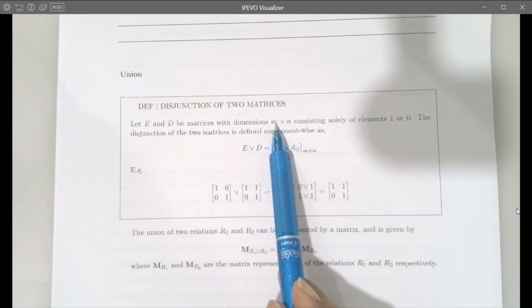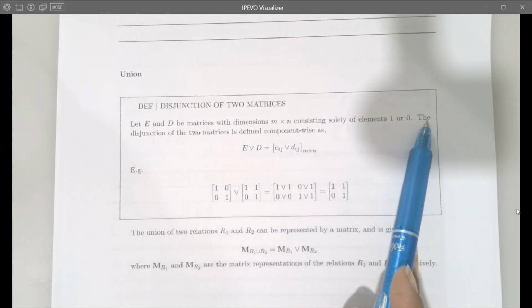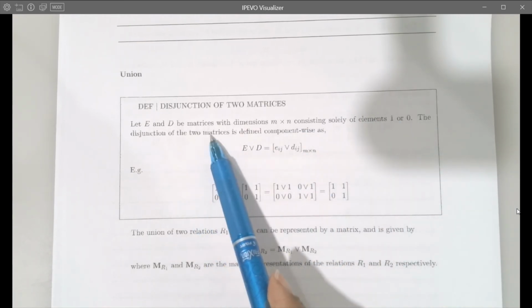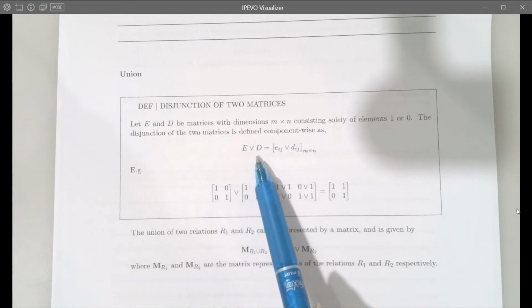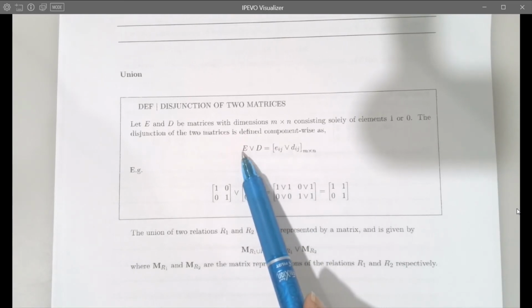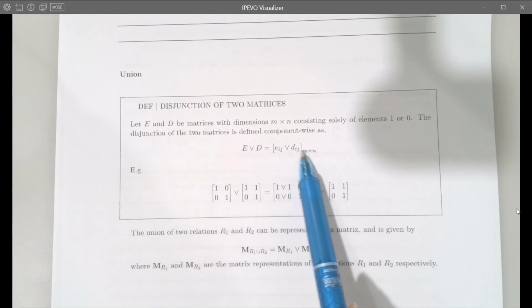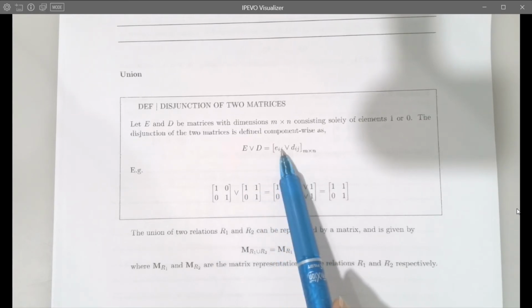So that means that there are m rows and n columns that consist of solely ones or zeros. Then the disjunction of the two matrices is going to be defined component-wise. So that means that we take the ijth element of matrix E and the ijth element of matrix D and take the disjunction of the two elements.